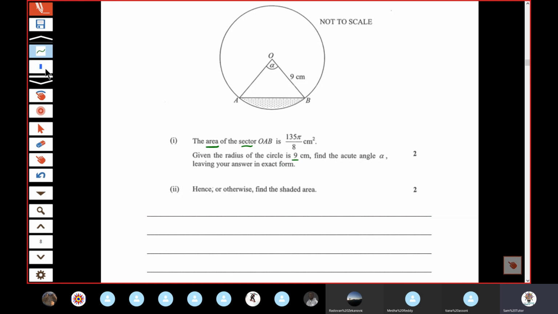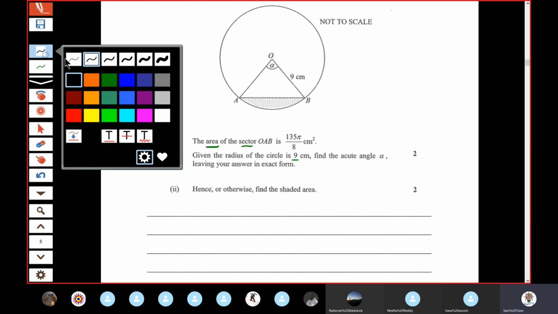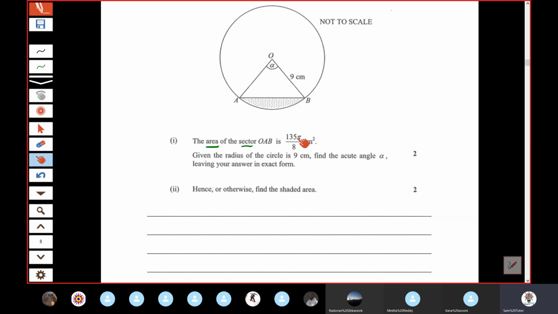Let me just make one thing clear before I continue. This pi is what? It's centimeters squared, it's area. Your pi is 3.14. It's area. Just so we get that clear. Because I know you guys are looking at pi sometimes and you're thinking 180, 180, 180, but... Okay, anyways, continue. Find the acute angle.